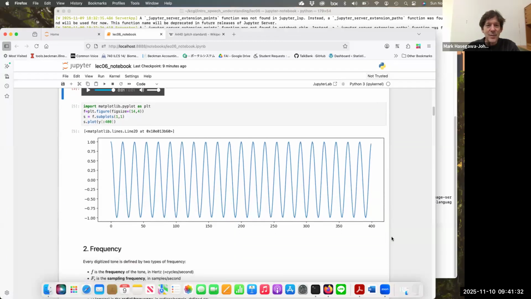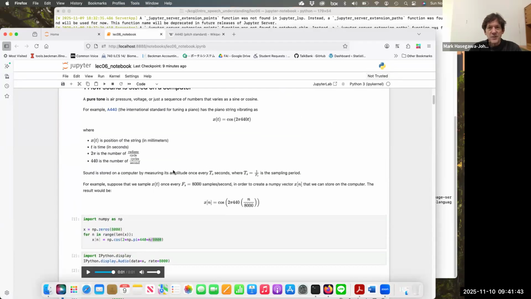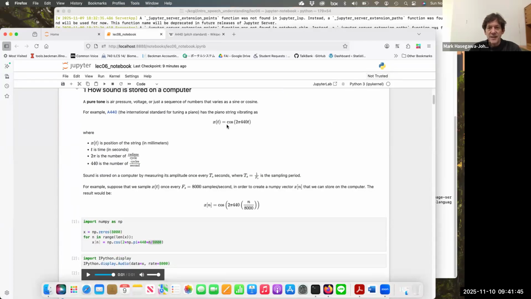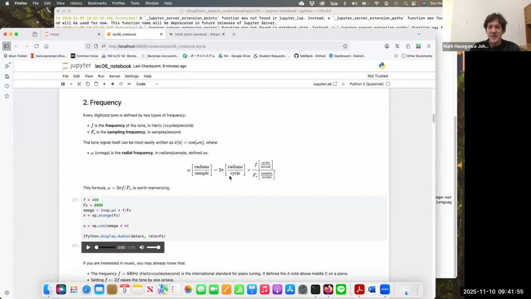All right, let's talk about that pure tone a little bit. Every tone has 3 different parameters that govern it: the frequency, the amplitude, and the phase. This x of t has an amplitude of 1. It has a phase of 0. The only thing that's interesting about it is the frequency.